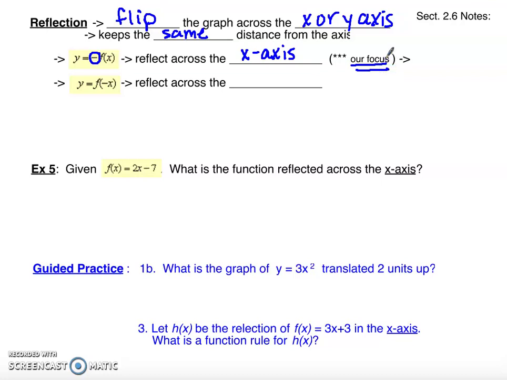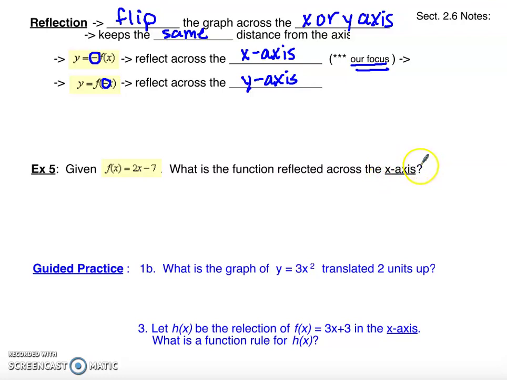If the negative was added only to the x term, then it would be a reflection over the y-axis. But for this chapter, we're only reflecting across the x-axis. So example 5, you're given the function. We want to reflect it across the x-axis. And like I said, you'll only be asked to do so over the x-axis.